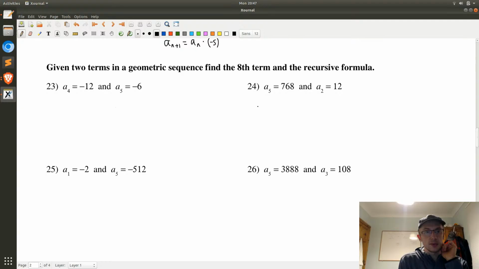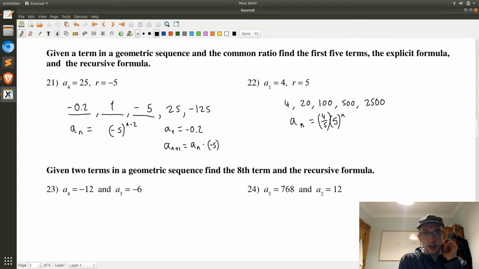Oh, wait, we forgot to find the recursive formula. Okay. That would be a_1 is 4, and a_(n+1) is a_n times 5. Beg your pardon.